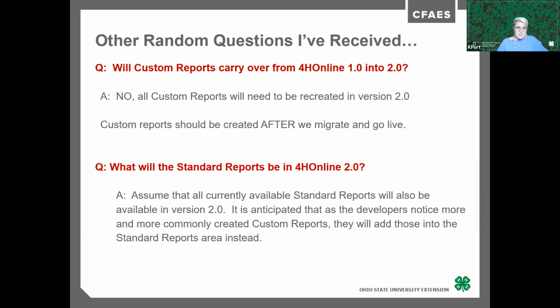And then standard reports, those are going to come over and be the same reports that are standard in 1.0. So any of the standard reports that you're currently using are going to come over and be in the standard reports for 2.0. Now, I know that a lot of counties have made custom reports that are all very commonly used. They're all really the same, but they're not considered standard. The developer is aware of this, and their idea is that they would add those commonly created custom reports into the standard reports, but it just isn't something that's going to happen immediately upon migration.